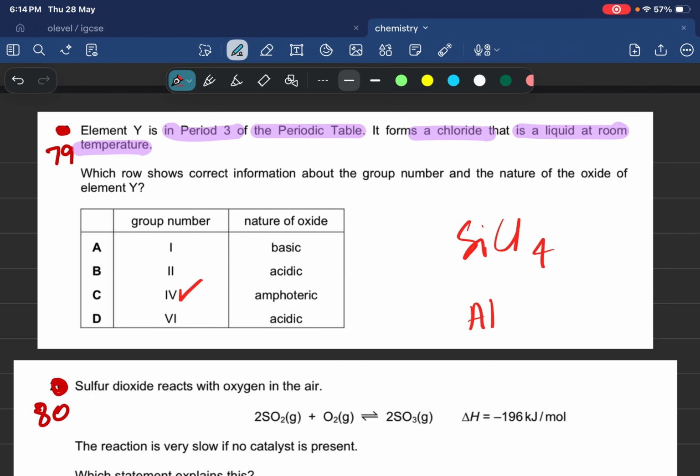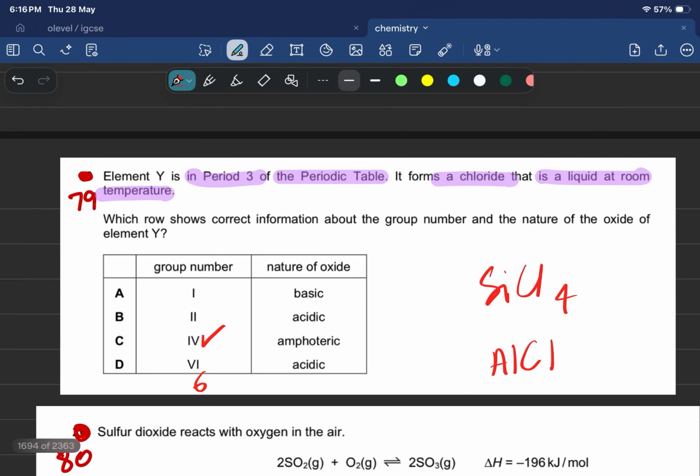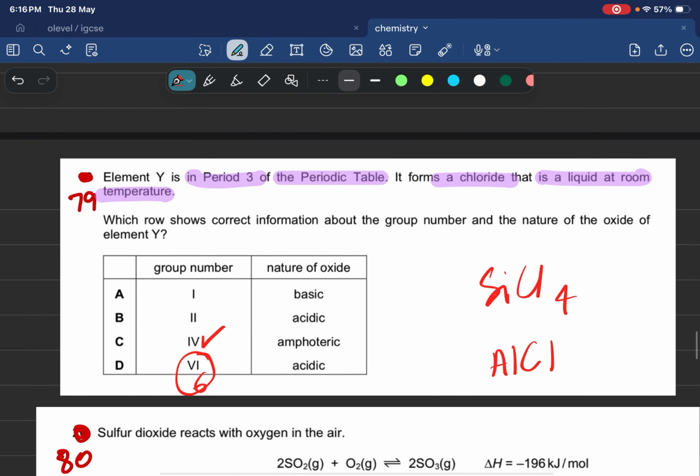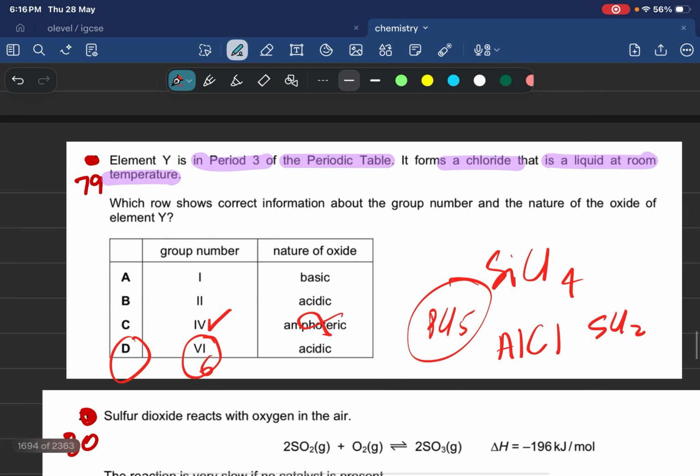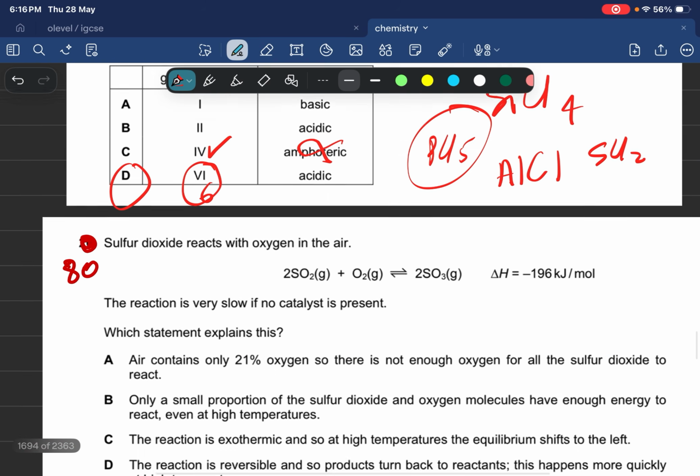Because aluminum chloride is not liquid. Nature of oxide: silicon dioxide is going to be acidic, so that's group 6. So over here we're going to consider group 6 because I know silicon cannot form amphoteric oxides. It has to be group 6 because I can consider SCl2 or PCl5 as my liquids. I know they're not, but they can be covalent liquids. They're going to form acidic oxides then, because non-metal oxide is acidic, but it cannot be silicon.